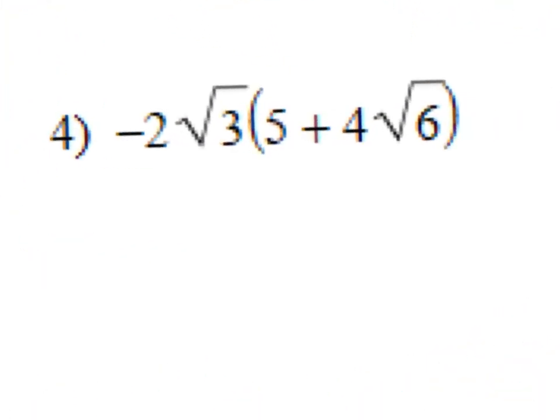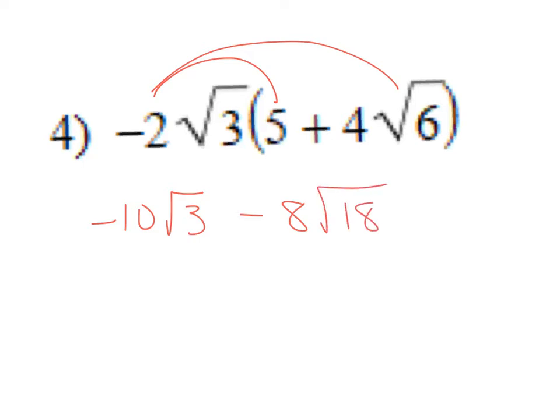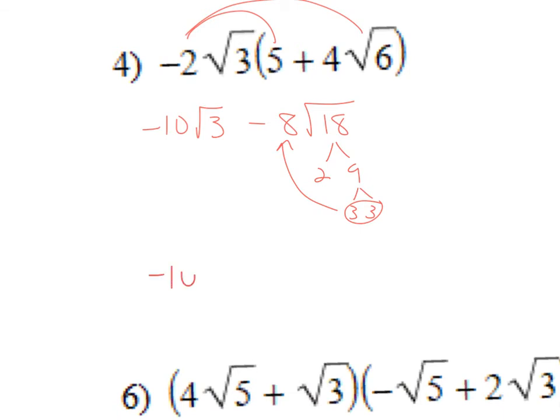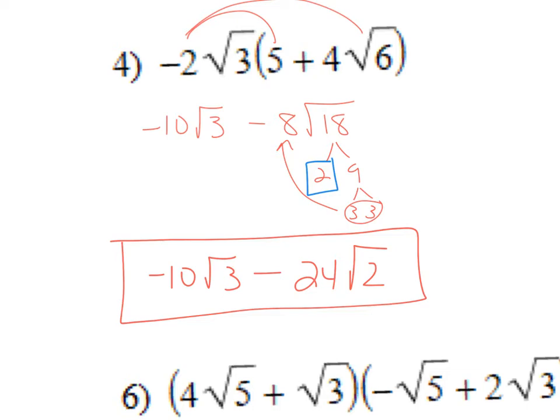Okay, number 4, I'm going to go ahead and distribute. So I've got negative 10 root 3 minus 8 root 18. Now the 3 doesn't go anywhere, but the 18 will go to 2 and 9, and then 3 and 3. So the 3's pair up and move out. So I've got negative 10 root 3 minus, now since I had an 8 on the outside, I'm moving 3 out. 8 times 3 is 24. And then I have this poor little 2 left over right there, so root 2. I cannot add these up because the square roots are not the same.